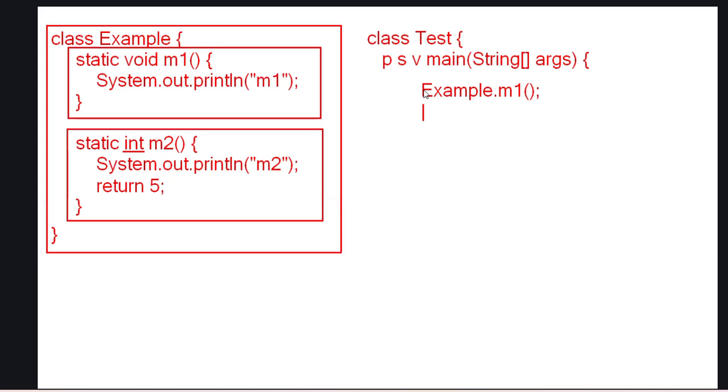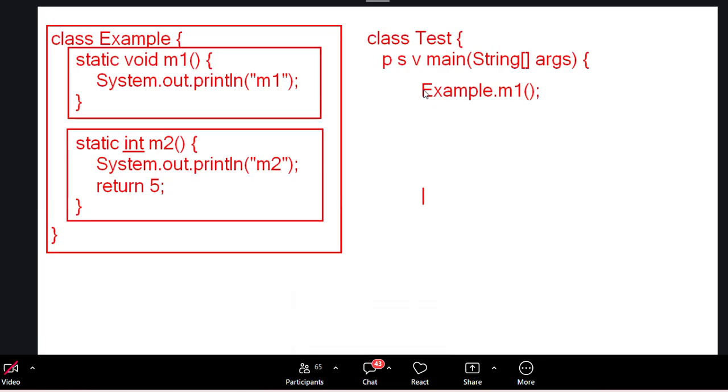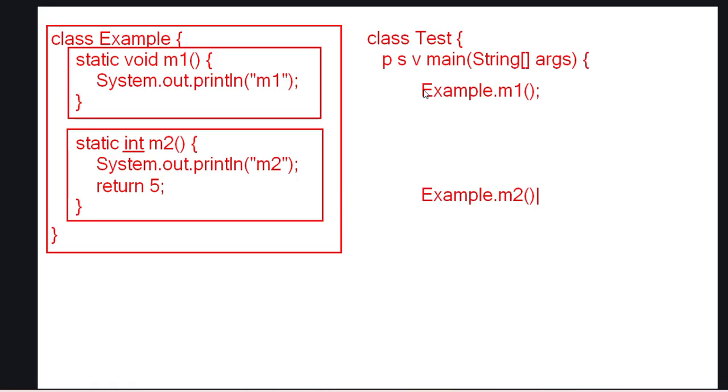Why allowed? What is the meaning of Example.m1? Search for a no-parameter m1 method in the Example class. A no-parameter m1 method is available in the Example class. Correct. Now I am writing Example dot m2 semicolon.